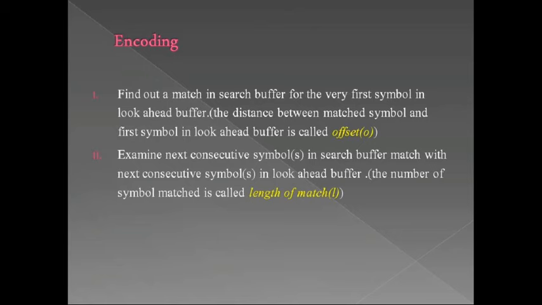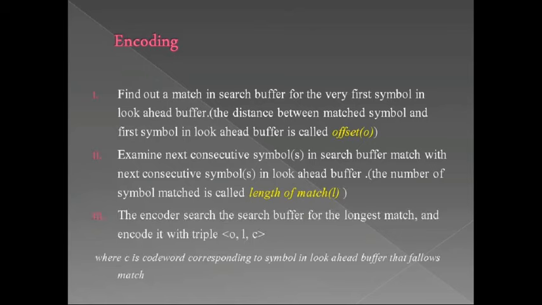The encoder searches the search buffer for the longest match and encodes it with a triple. So the output of LZ77 is in this format. It consists of three fields. First is O, which is the offset, which is nothing but the distance between the matched symbol and the first symbol in the look ahead buffer. Second is L, which is the length of match, meaning how many symbols are matched between the search and look ahead buffers. And the third one is C, which is a code word that corresponds to the symbol in the look ahead buffer that follows the match.